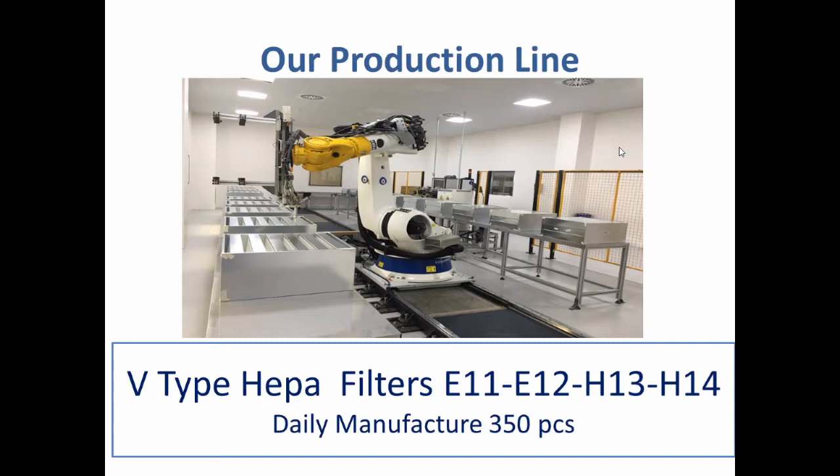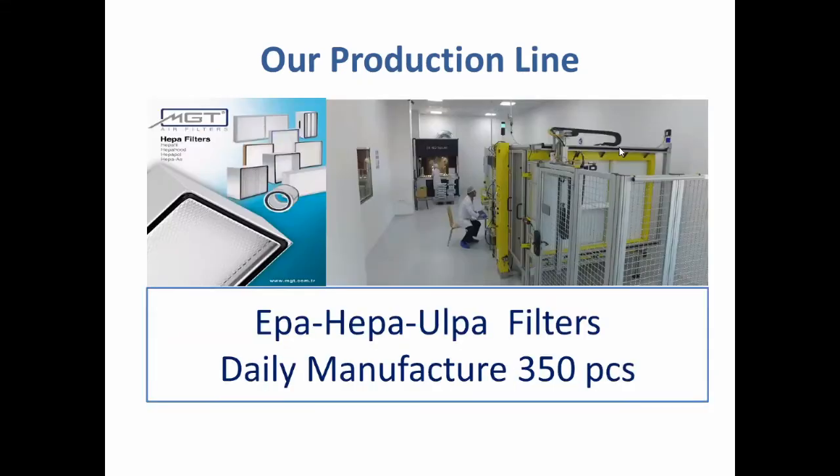The next step, right now you see the whole production line of HEPA ULPA filters, which we produce daily, 350 pieces in aluminum frame or MDF frame. Then you also see on the right side our new test rig machine. This new test rig machine is the latest technology, and you can always see the test report.